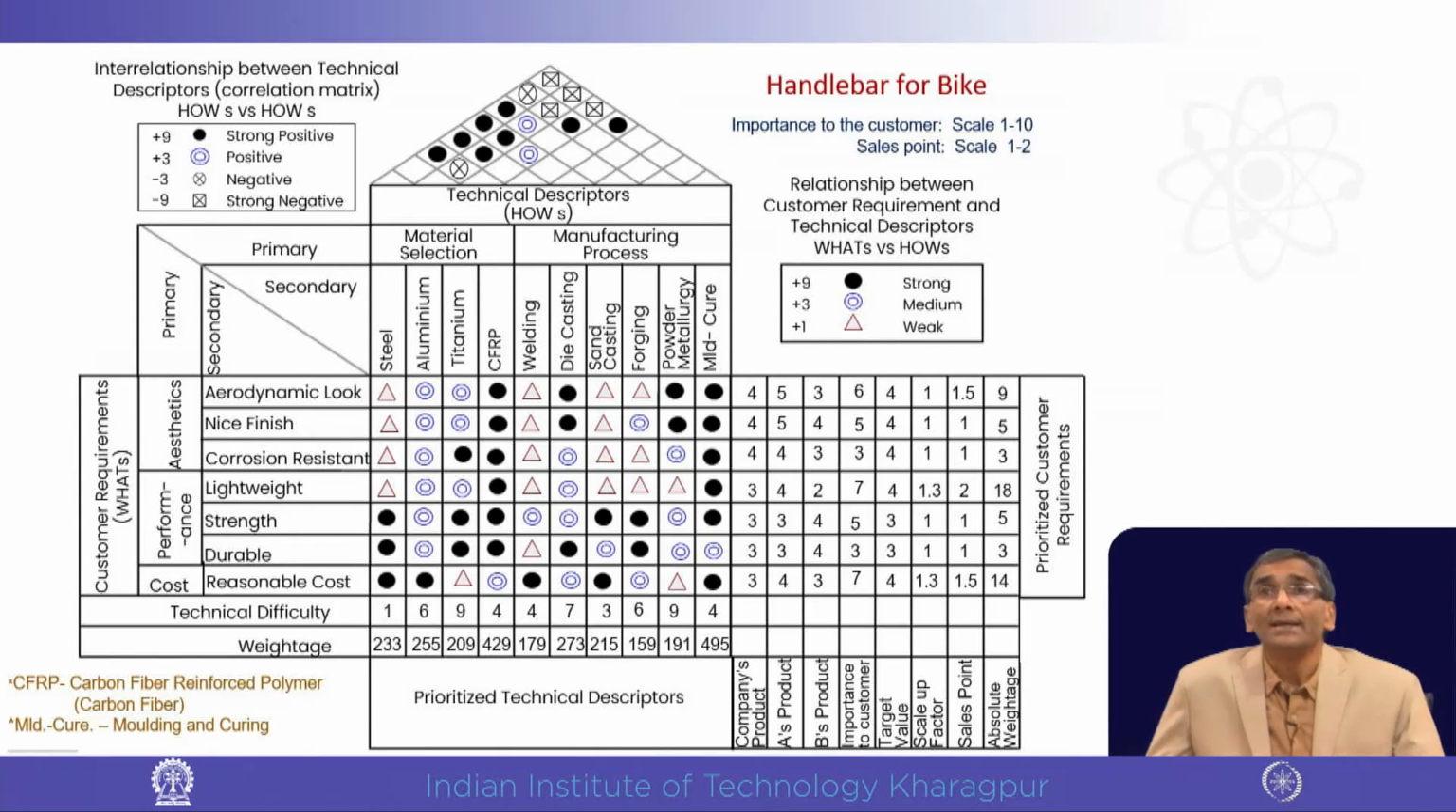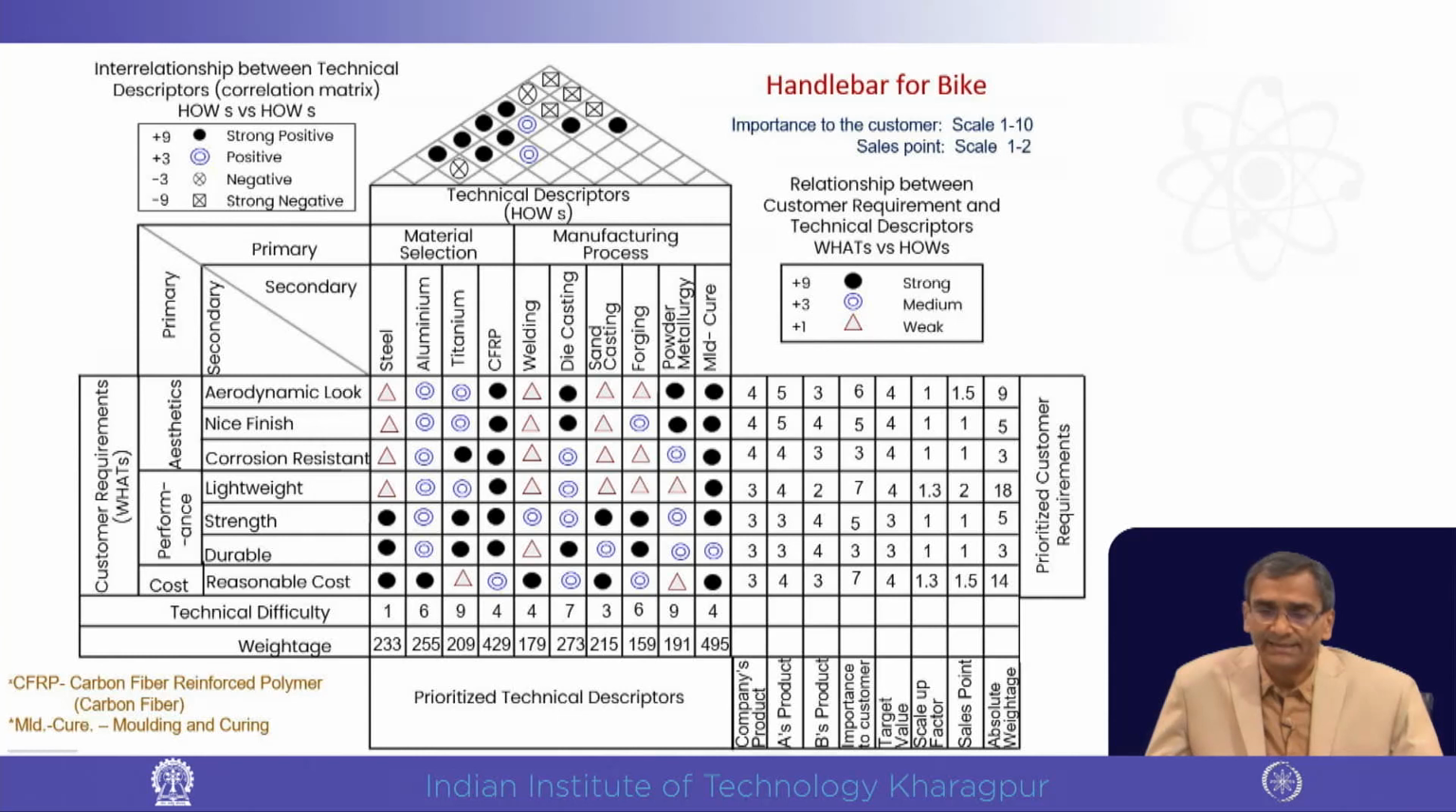Now, the next column is for importance to customer. When we are talking about customer requirements, there may be multiple requirements, but all requirements are not equally important to the customer. Something is more important. So, in a car, the power steering may be more important than, say for example, a leather cover on the back seat. So, importance to customer is done on a scale of 1 to 10, which is mentioned on the top here.